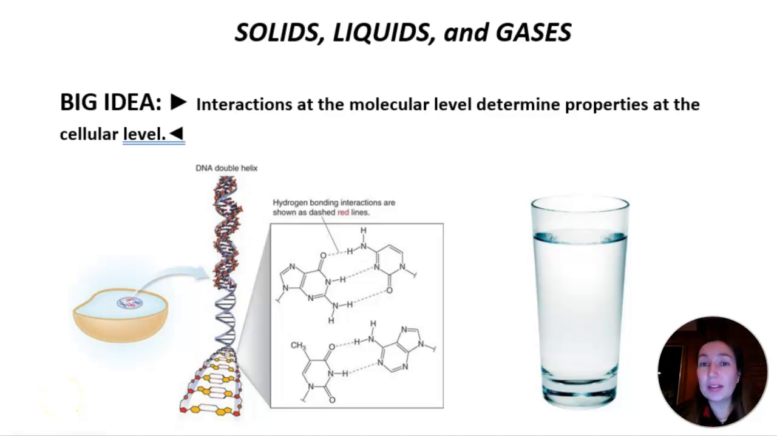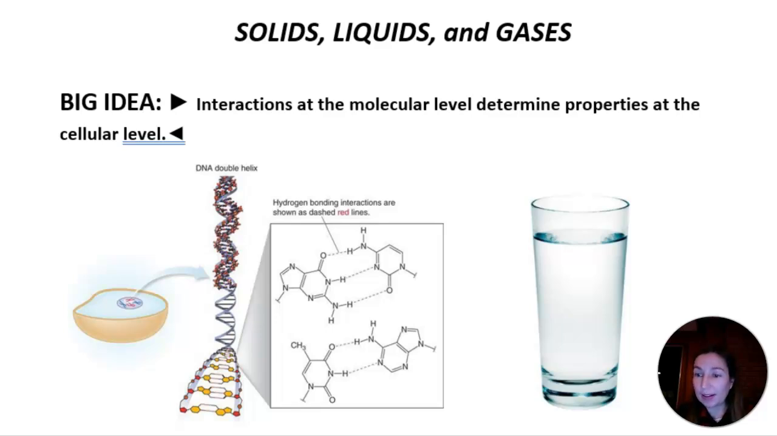Today's topic is solids, liquids, and gases. And the big idea is that interactions at the molecular level really determine properties all the way down to the cellular level. So the idea here is that something called intermolecular forces really impact what phase something is in, the solid, liquid, or gas phase, and really the attractions that the molecules have for each other, and that will have a big impact on properties.